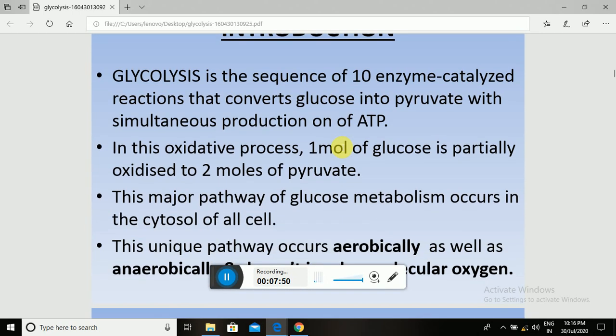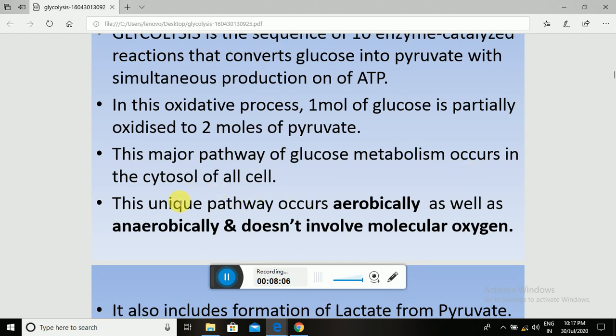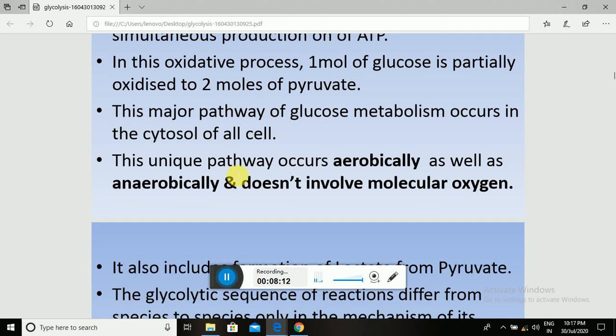In this oxidative process, one molecule of glucose is partially oxidized to two molecules of pyruvate. The major pathway of glucose metabolism occurs in the cytosol of the cell. Glycolysis is a major pathway, a universal pathway in each and every cell.